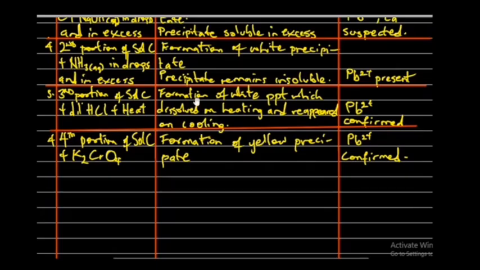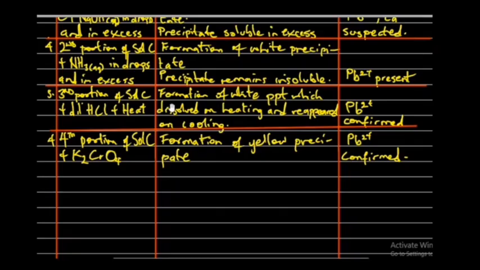So when we reacted sample C with dilute HCl, we discovered that there was a formation of white precipitate, and then when we heated it, the white precipitate disappeared. But on cooling, when the substance cooled down, the precipitate reappeared. The white precipitate reappeared after the substance had cooled. So that confirmed to us that we had lead in that substance.